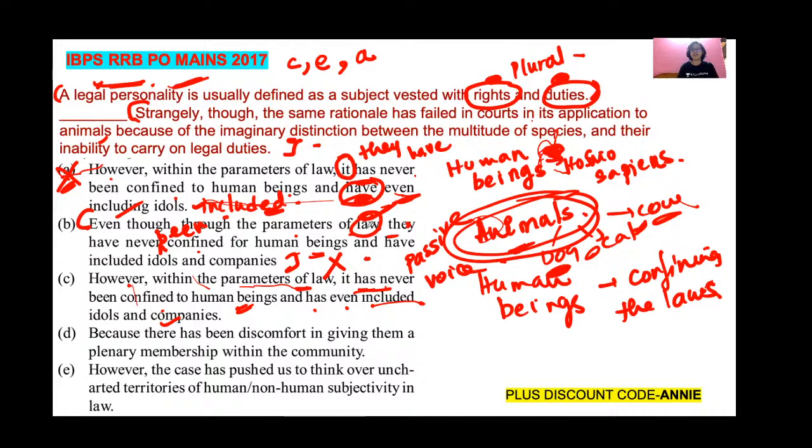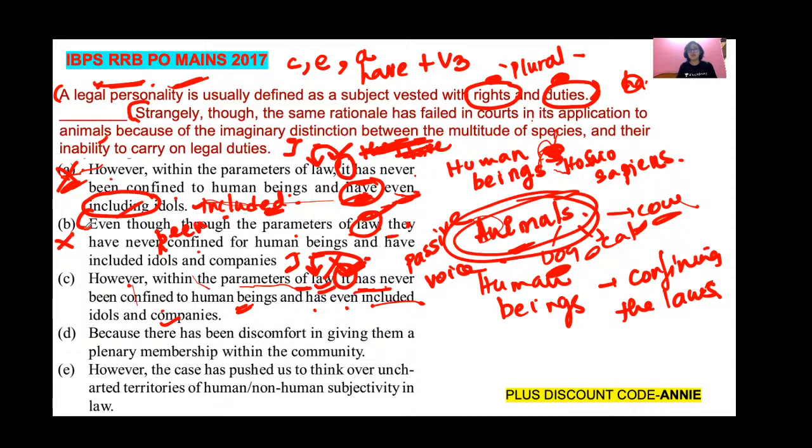Okay, so I would like to tell you something here. Within the parameters of law, it has never been confined to human beings. What is this "it"? This "it" stands for this law. This law is never confined to human beings, and that's why here we are using "it". So here also there is no need of using "they". You can use "it" here because this "it" is used for law. Okay, and the problem in the first sentence is this one, "have even included", because after have you should use the third form of the verb, have plus third form of the verb. So there is a mistake here. That's why this A is wrong.